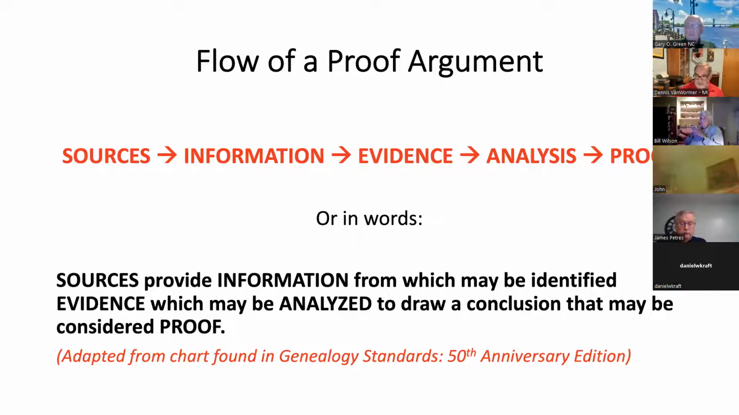And this is just a different way of summarizing it. I find this helps tie it all together. Those 5 words up there with arrows, and I read it as stated below. Sources provide information from which may be identified evidence, which may be analyzed to draw a conclusion that may be considered proof. Again, found in this genealogy standards book. They have a nice chart, but this kind of shows it in a flow diagram.